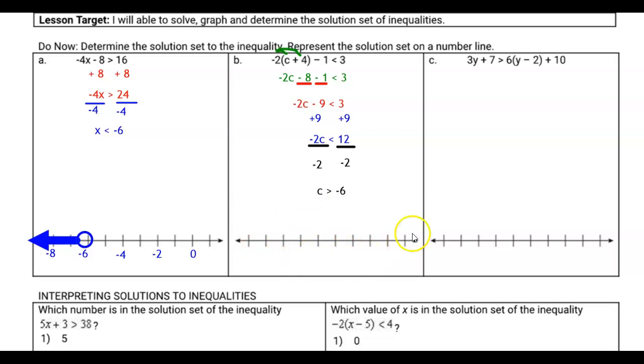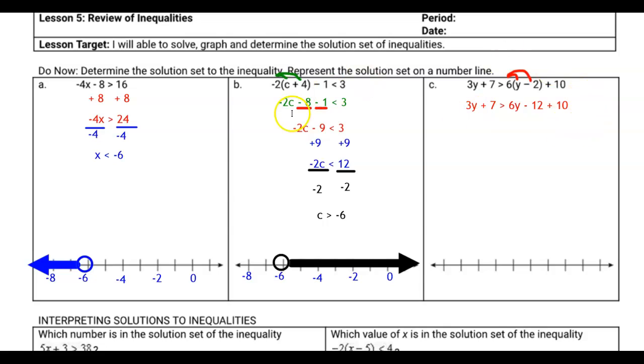So I'm going to scale my axes very similar to the one back here, and I'll put my graph down now. See, c is greater than -6, so I have an open circle on -6, no equal sign here, and I'm shading upwards to the right because it says greater than -6. All right, letter C, try this one out, then come back to see if you got it right.